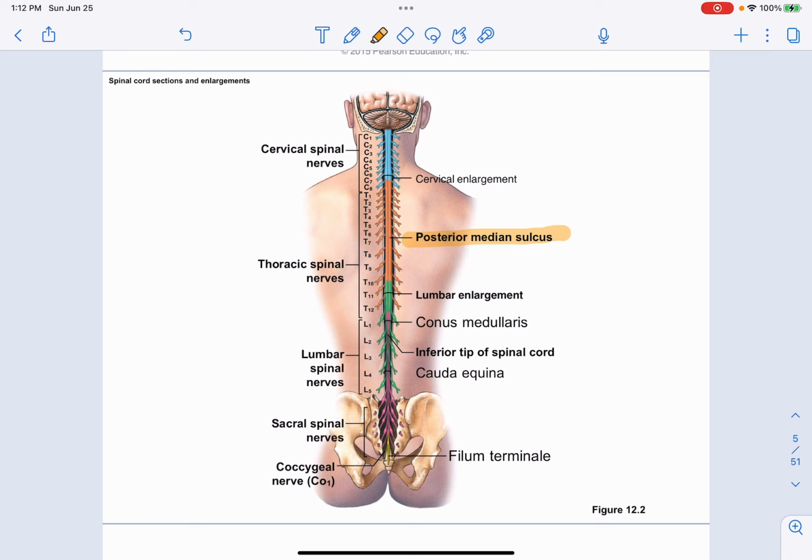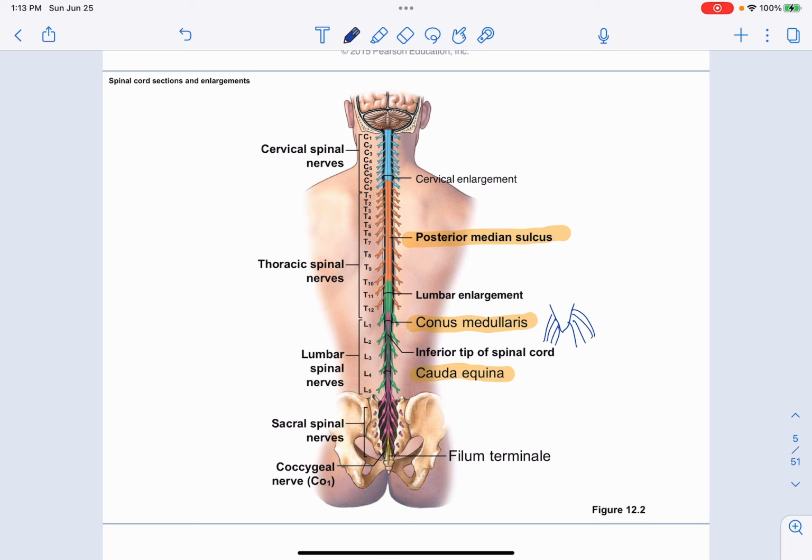You can see this conus medullaris. This is the region where the spinal cord ends in this kind of V shape, all right, between L1 and L5. And then the cauda equina means horse's tail, and this is where those nerves are going to come off individually, and it kind of looks like a horse's tail. So let's take a look at what that looks like up close.